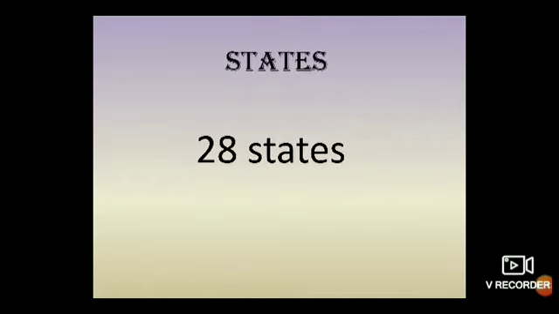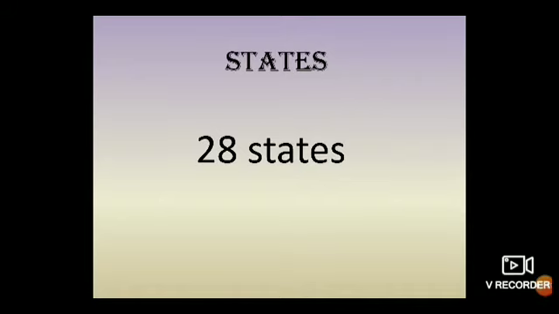So what is a political map? The political map shows the political divisions. The India political map shows the political divisions, that is, the boundaries of the states in the country. You all agree, children? So how many states are there in our country? There are 28 states and 9 union territories.